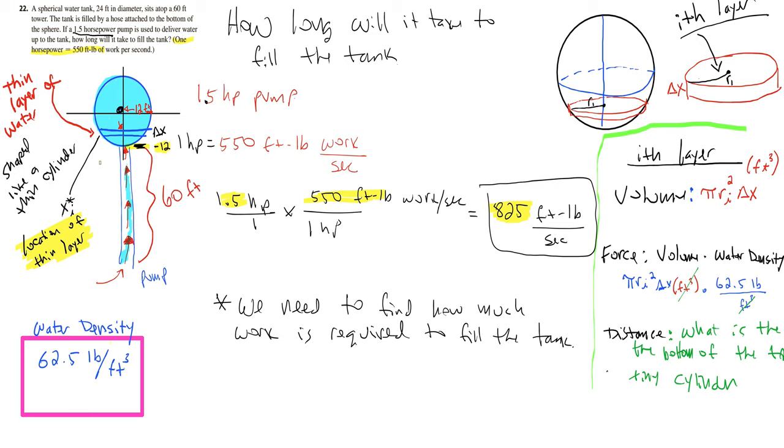Now how about the bottom of the tower? What do you think? He says, what about the bottom of the tower? I don't know. If it's negative 12 to get the bottom of the sphere, how much further do you have to go? I think it would be like negative 72.